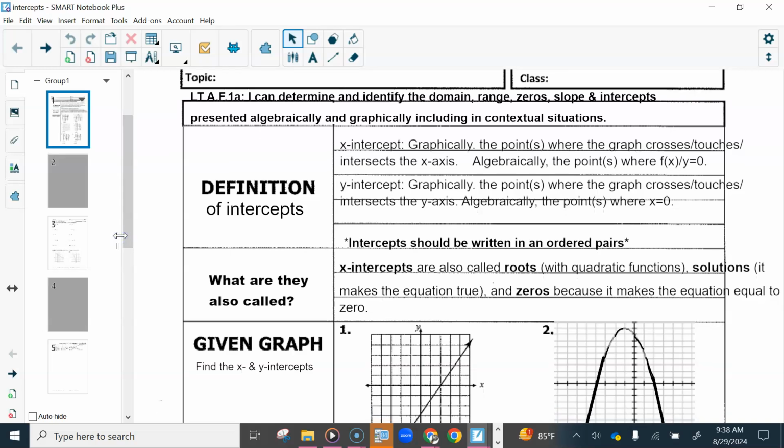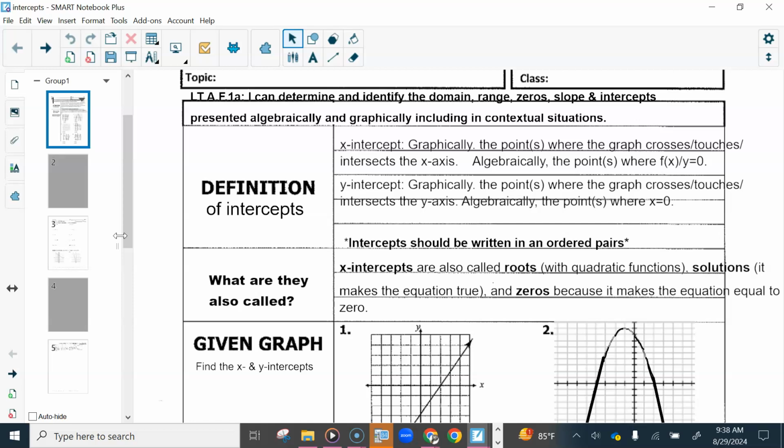So we talked a lot about slope and y-intercepts previously. Notice that the learning target is the same. We just talked about something different today. X and Y intercepts, first we're going to talk about it graphically. So X intercepts is where the points cross, touch the X axis. When we start to get into it algebraically, it's where Y equals 0. So X intercept, Y equals 0. You need to keep that in mind.